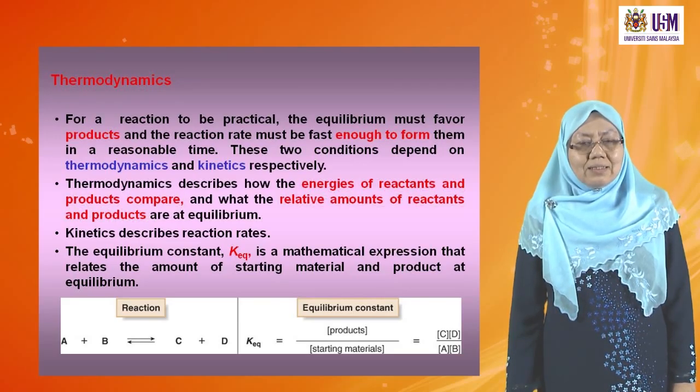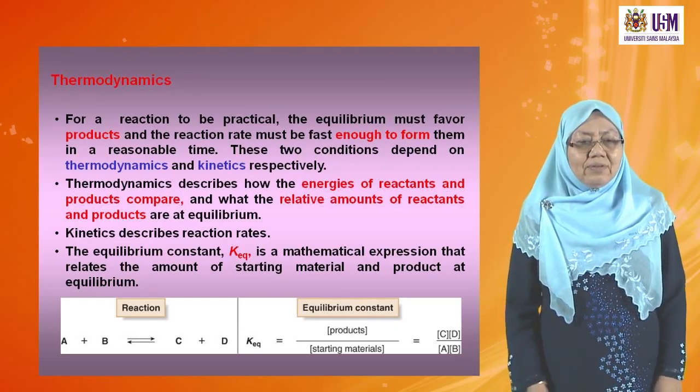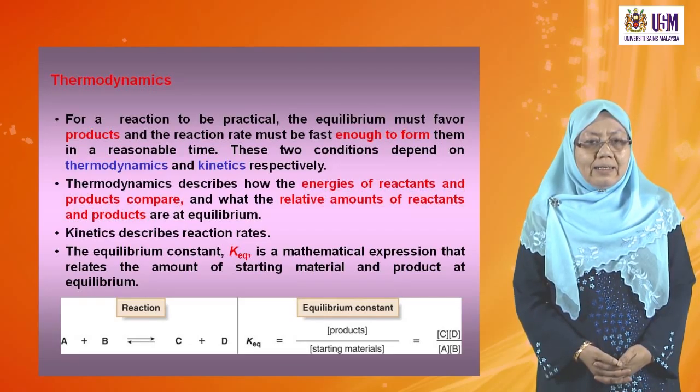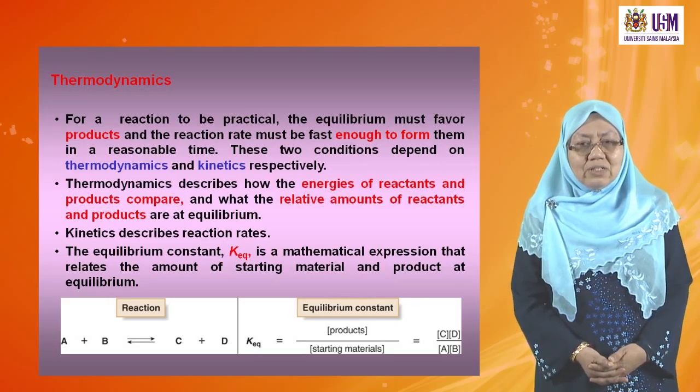So the equilibrium constant, which is Keq, is a mathematical expression that relates the amount of starting material and product at equilibrium. For instance, we have a reaction where A and B are the starting materials giving C and D as the products. The equilibrium constant is equal to the concentration of the products, which is the concentration of C times the concentration of D, divided by the concentration of the starting materials, the concentration of A times the concentration of B.